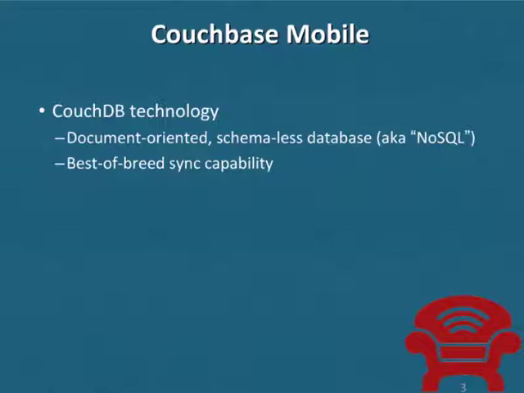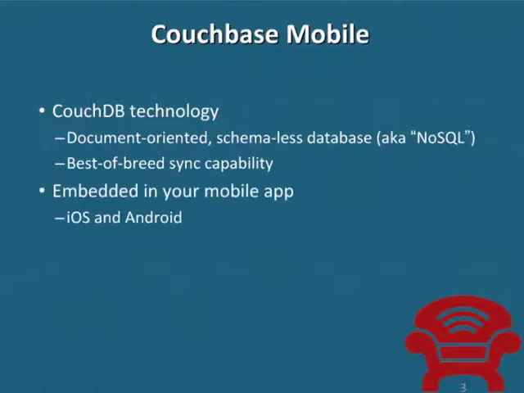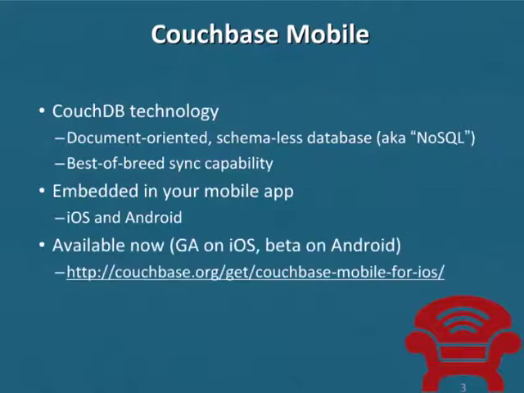So Couchbase Mobile is using this technology embedded in a framework that you can put into your mobile app, either on iOS or on Android. The iOS version is ready, the 2.0 release we call it, even though there was never a 1.0. It's available. The Android one is still in beta, but pretty solid. And I've included a URL there for where to get the iOS version from.